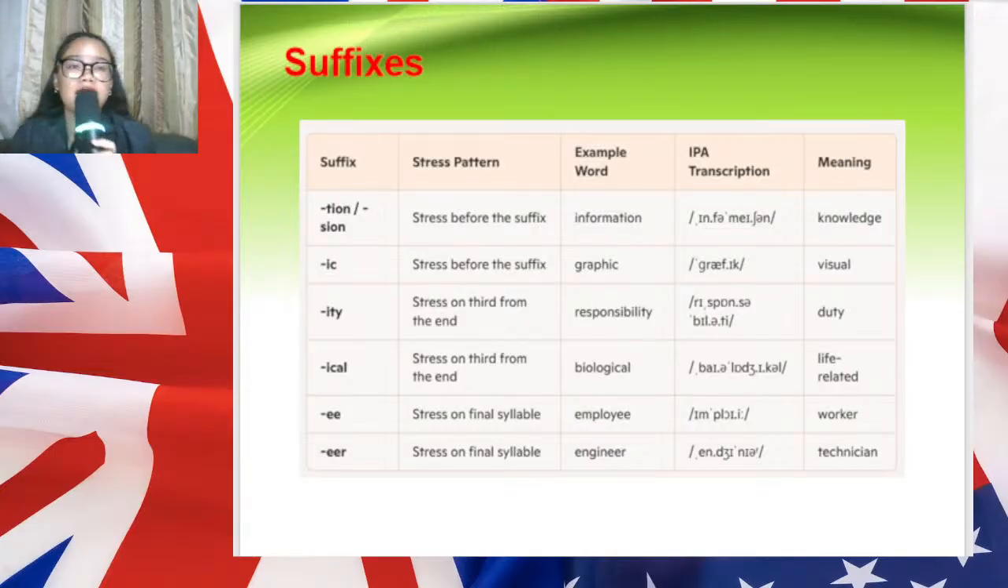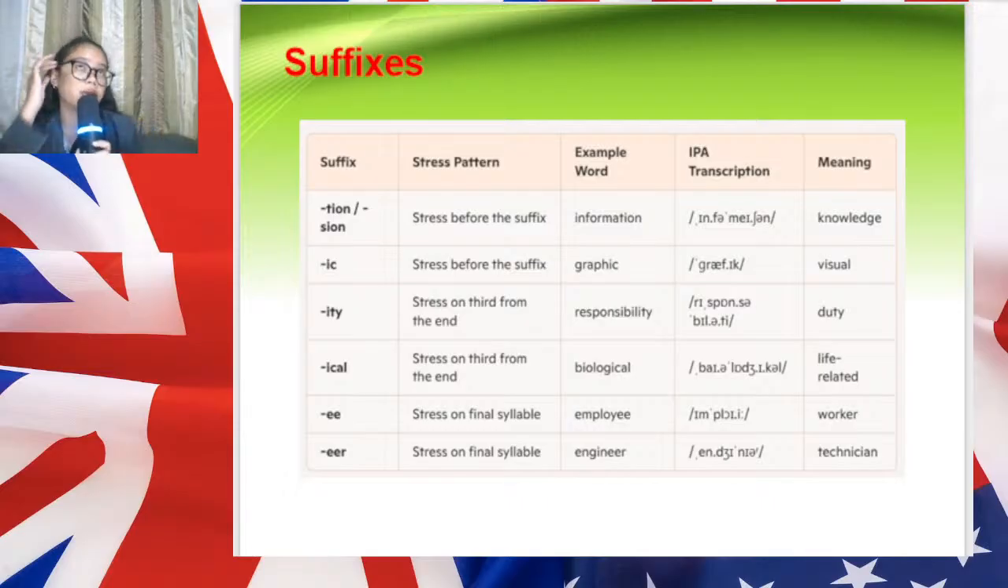So we say it as graphic. Again, graphic. Alright? Graphic meaning visual. That's the definition of it. Alright. That is for graphic, but you'll also hear this in other words.